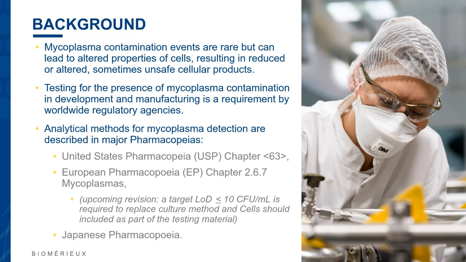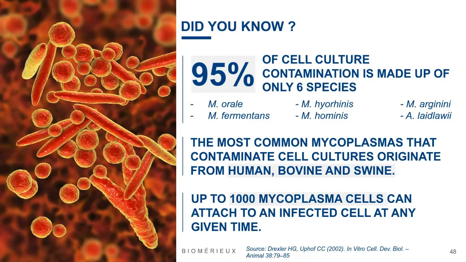By the way, this chapter is under revision today, and there are some upcoming additional requirements included in it, like, for example, the requirement to replace culture methods, and that the cells should be included as part of the testing materials, and not only the supernatants. The last pharmacopoeia also describing how mycoplasmas are detected is the Japanese pharmacopoeia. So the mycoplasma detection is extremely regulatory and compliance linked.